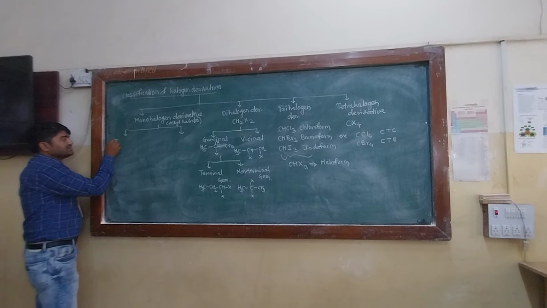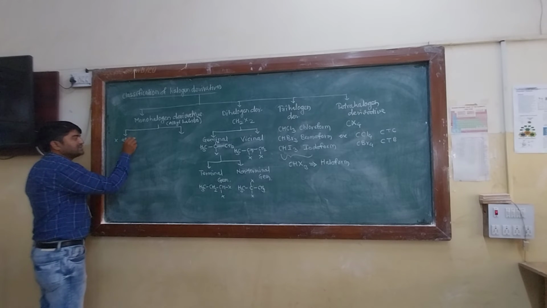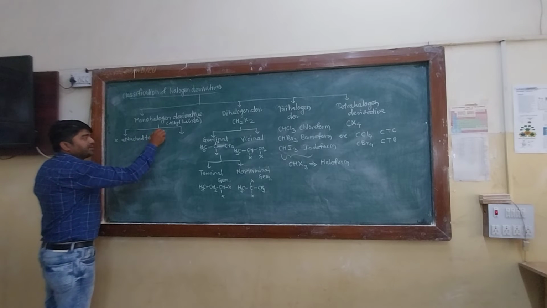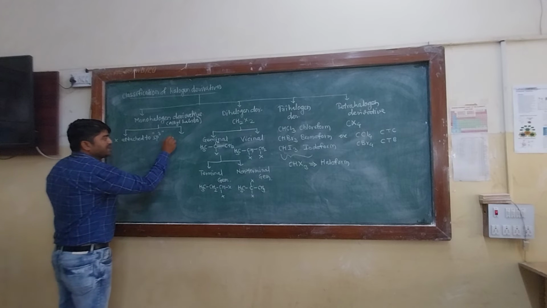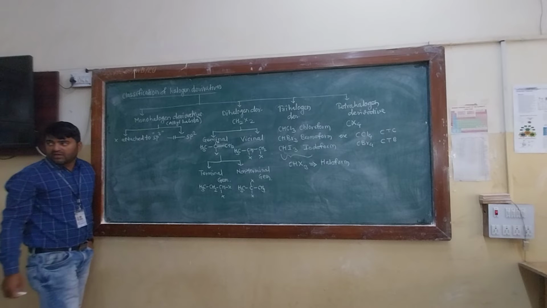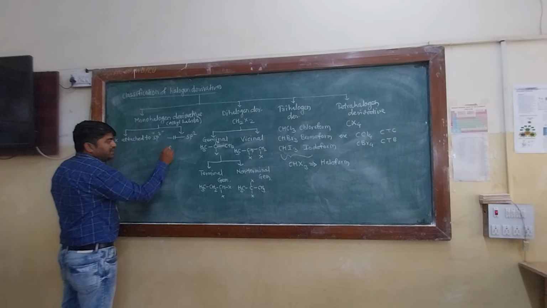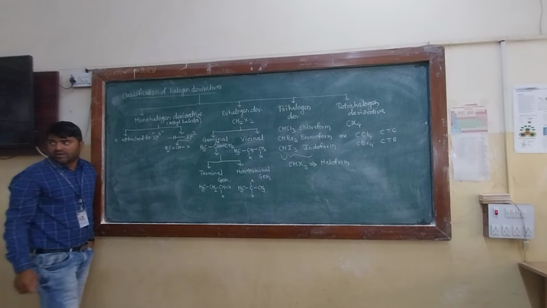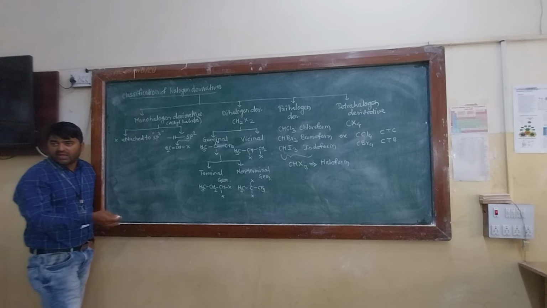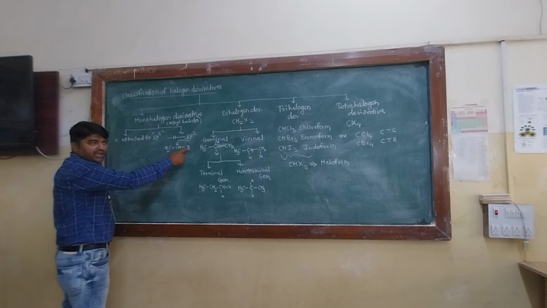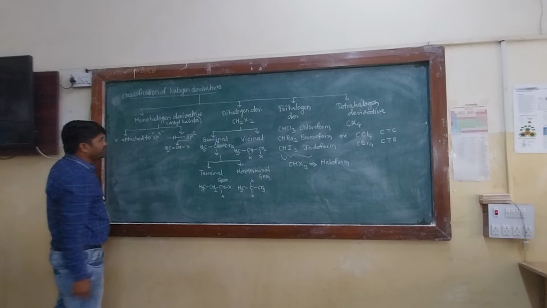So if X, the halogen, is attached to an sp3 hybrid carbon atom, that is one category. And here the halogen atom is attached to an sp2 hybrid carbon atom. For example, CH2=CH-X. Now here X is attached to an sp2 hybrid carbon atom, right? It is called a vinyl halide: vinyl chloride, vinyl bromide. If it is Cl, then it is called vinyl chloride. If it is Br, then it is vinyl bromide.